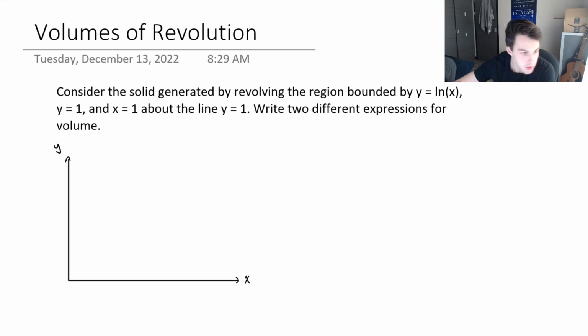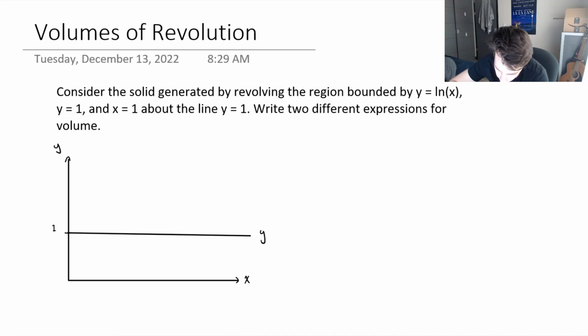So the first thing that you should always do is just sketch it out. Let's start by sketching the line y equals 1, which is about right here, and we'll do a line. This is the line y equals 1, so this is our axis of revolution. Then we've got the line x equals 1, so that'll be a vertical line, something like this.